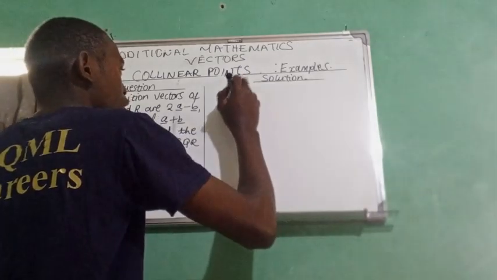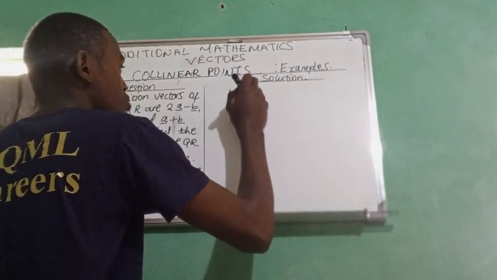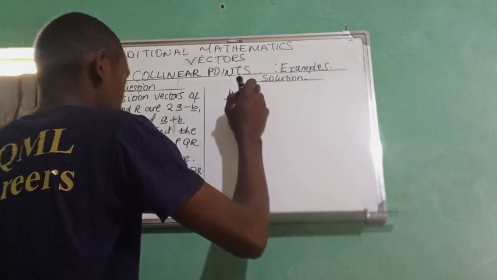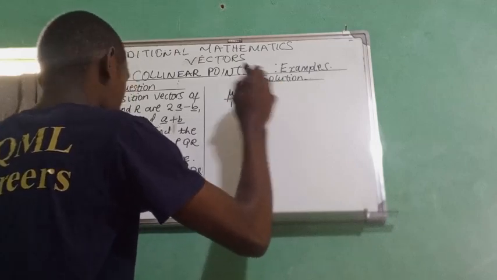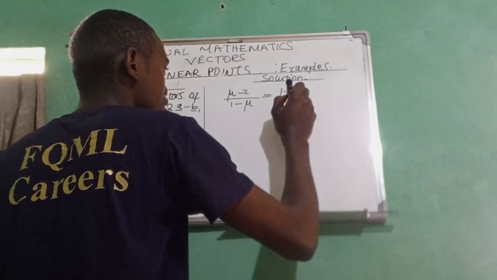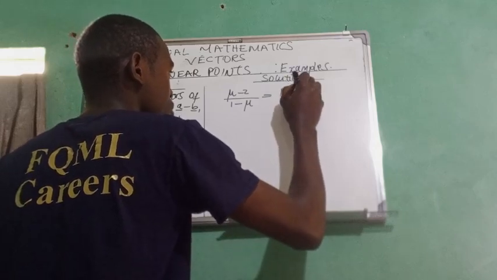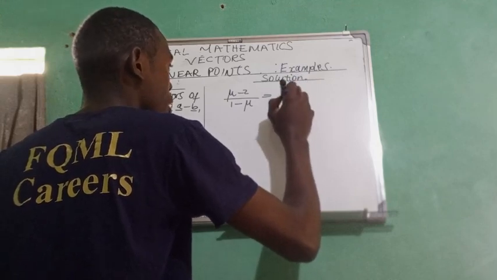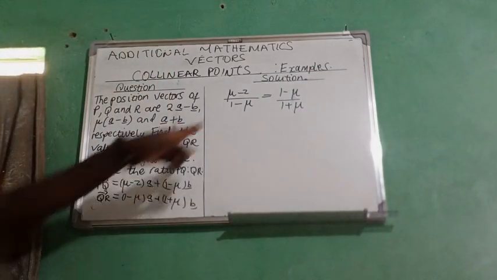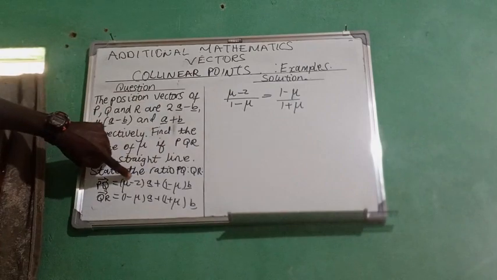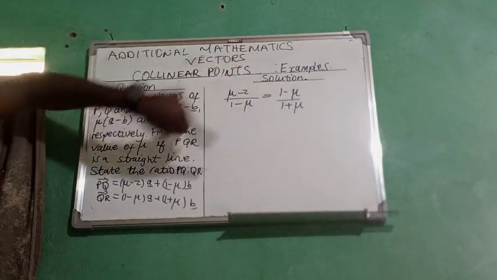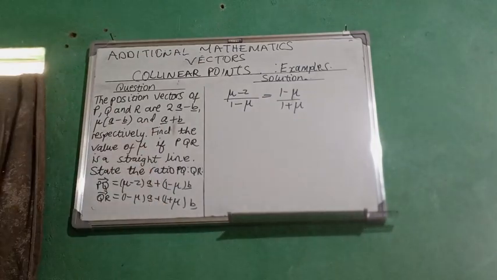What I mean is mu minus 2 over 1 minus mu is equal to 1 minus mu over 1 plus mu. So what have I done? Everything having vector A, I put them on one side, which is mu minus 2 over 1 minus mu, then 1 minus mu here over 1 plus mu.